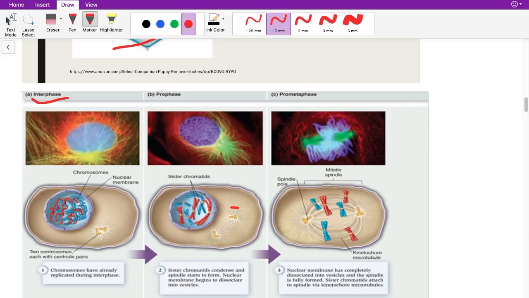The centrosomes, which are these, start to migrate to different sides of the cell, and mitotic spindles, which are the little things coming out of it, start to push the centrosomes to opposite sides.